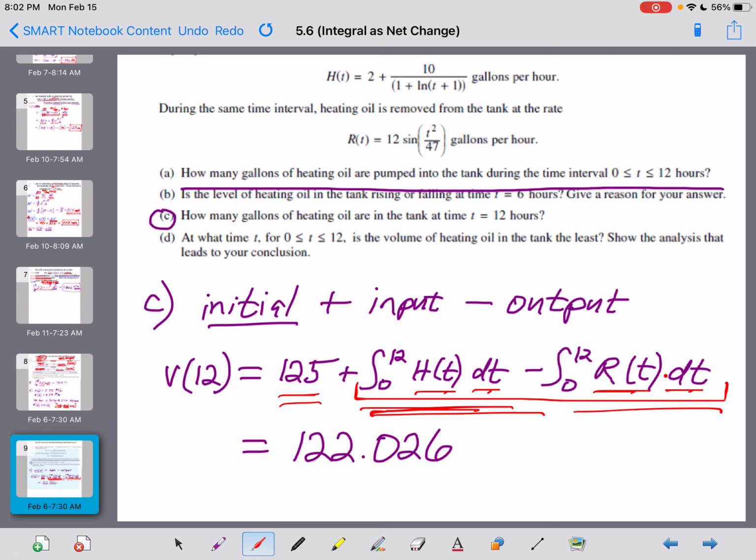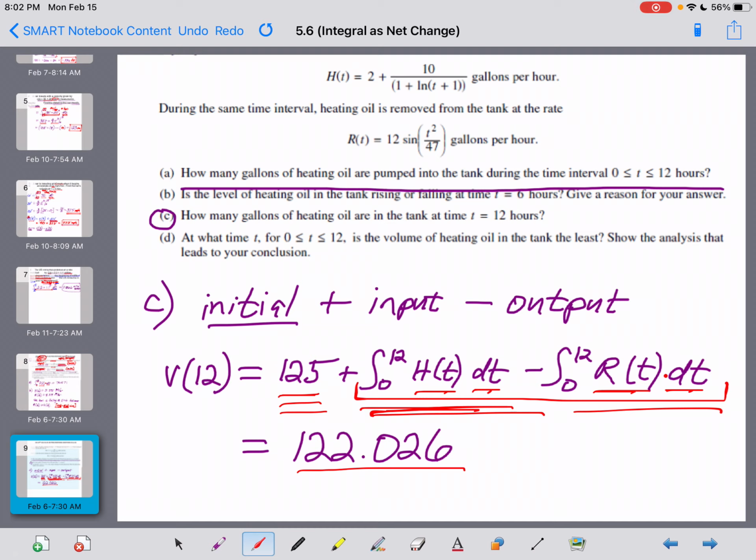I guess this tells us, everybody, that the overall output in the tank during these 12 hours is just a little bit more than the input, because the value of gallons actually went down from 125 to 122.026. Not much, but some. Okay, now for part D.